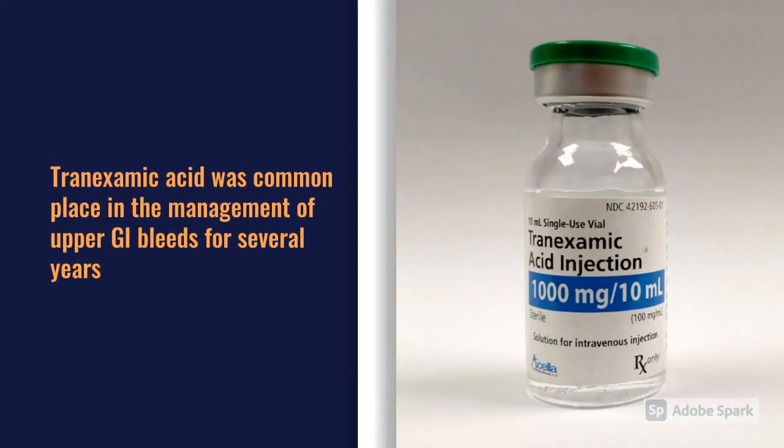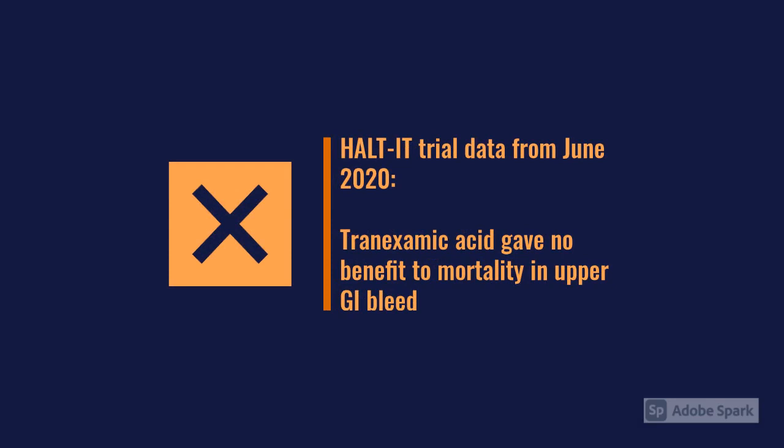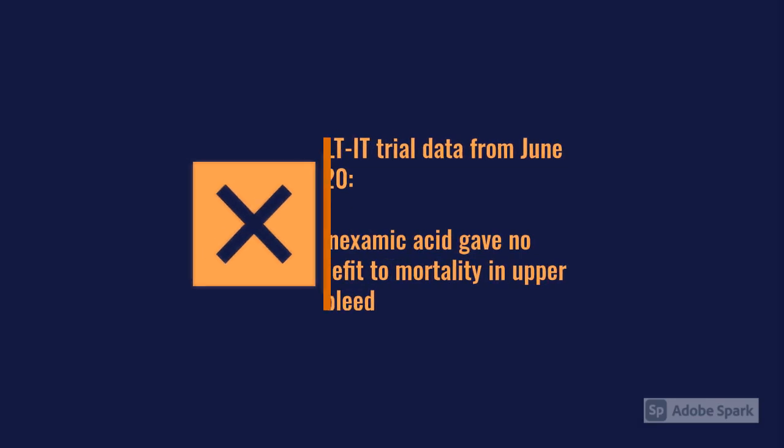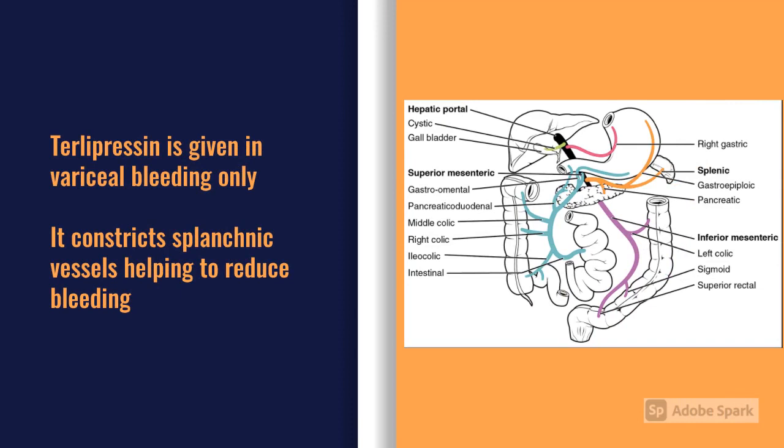So another common practice that was around for a few years was the use of tranexamic acid in upper GI bleeds, as we've seen it being used in trauma and in postpartum hemorrhage. However, recently this has come into question with the release of the HALT-IT trial, which no longer recommends standard use of tranexamic acid for upper GI bleeds and gastrointestinal bleeds. So terlipressin is useful. It constricts the splanchnic blood vessels, so reduces bleeding only in portal hypertension though. So we only use it for our variceal bleeds. We don't use it for all upper GI bleeds.